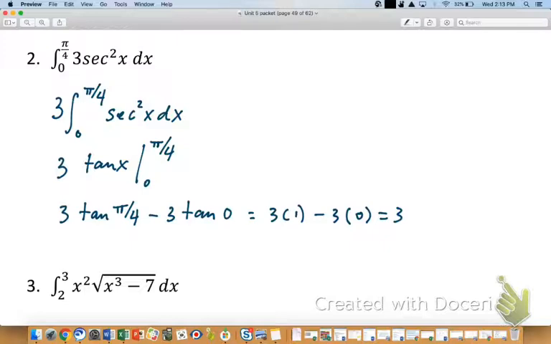It's a little simpler. I mean, I guess people could argue that it's not because it's secant squared, but whatever. You get the idea.